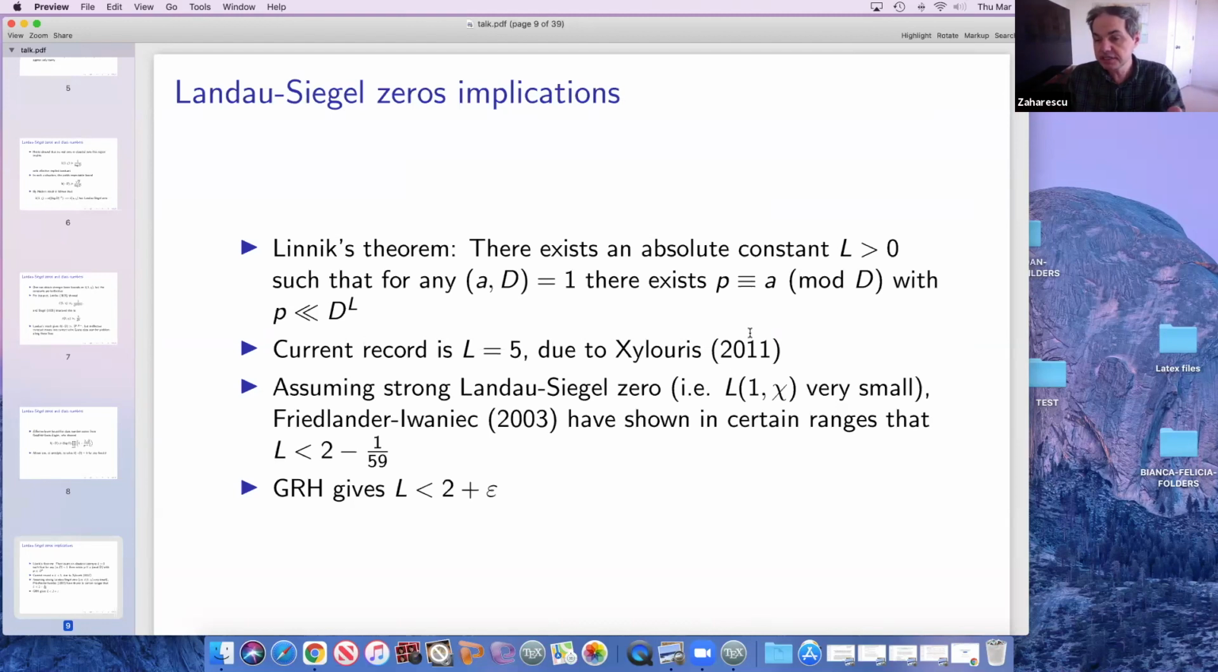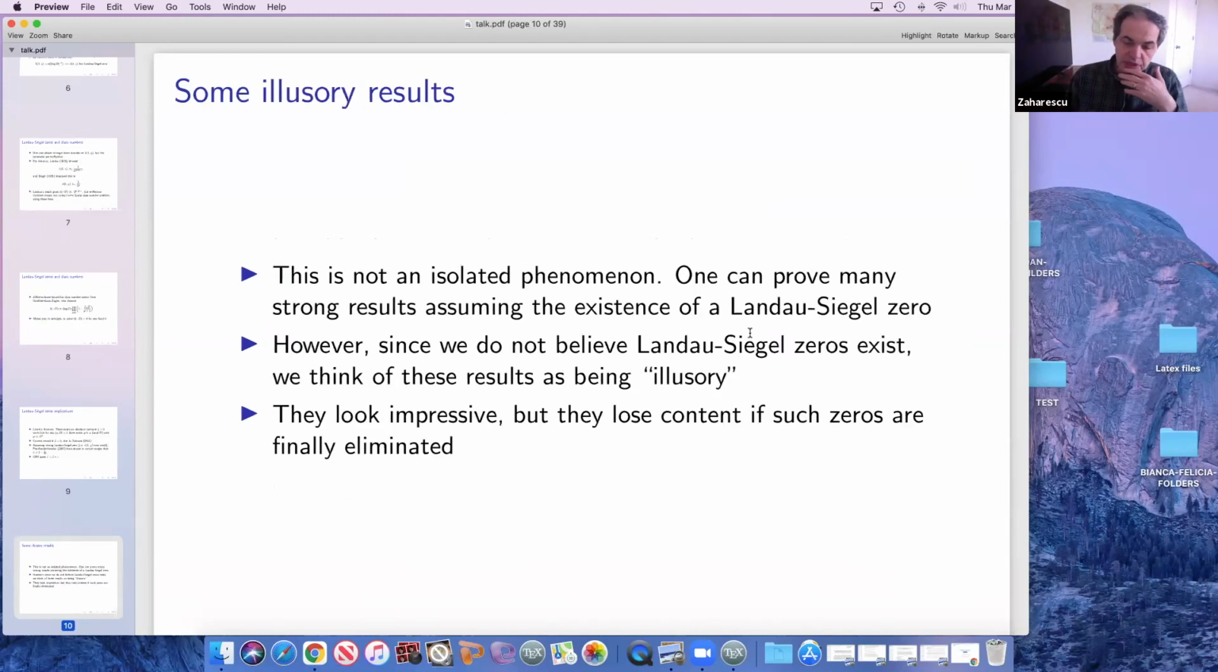And then in some ranges, if you assume the existence of lambda equals 0, they can push this below 2. So this is an example of a result where you can do better than expected by using this assumption. And people call this illusory results because in fact there shouldn't be any lambda equals 0. If we believe GRH, as I do for instance, then we don't think that there should be any lambda equals 0, but they cannot exist under GRH.